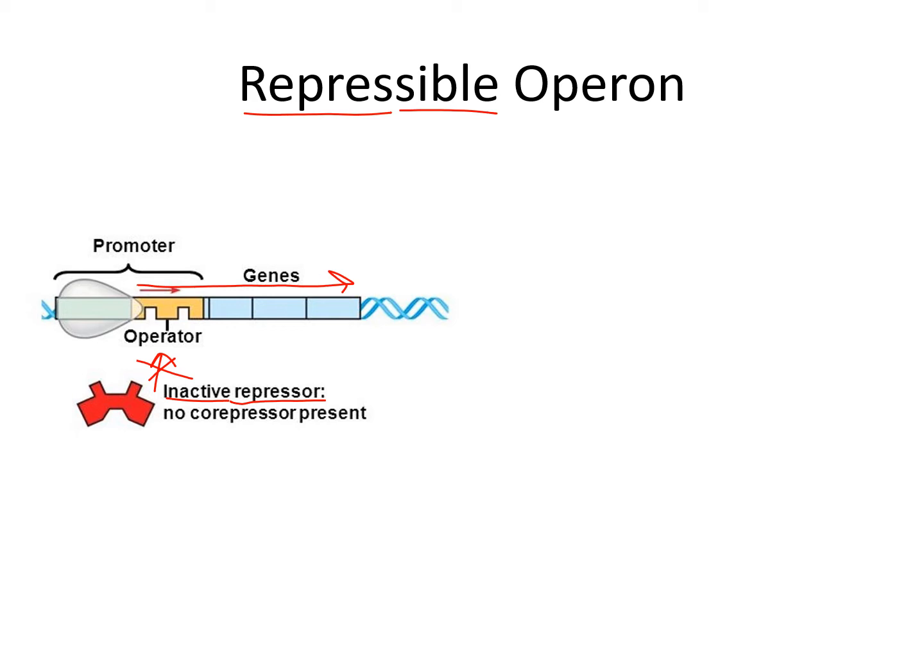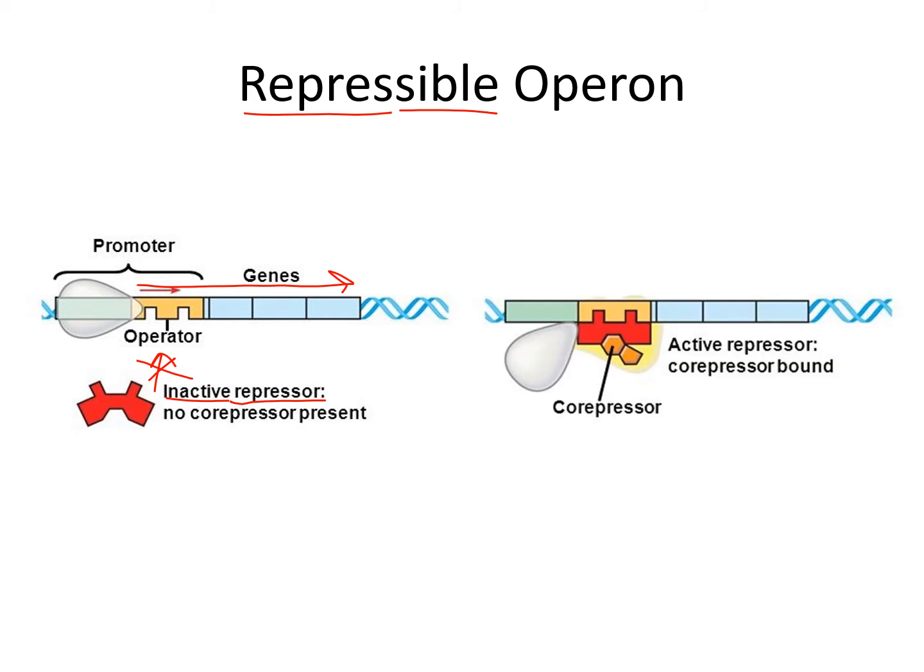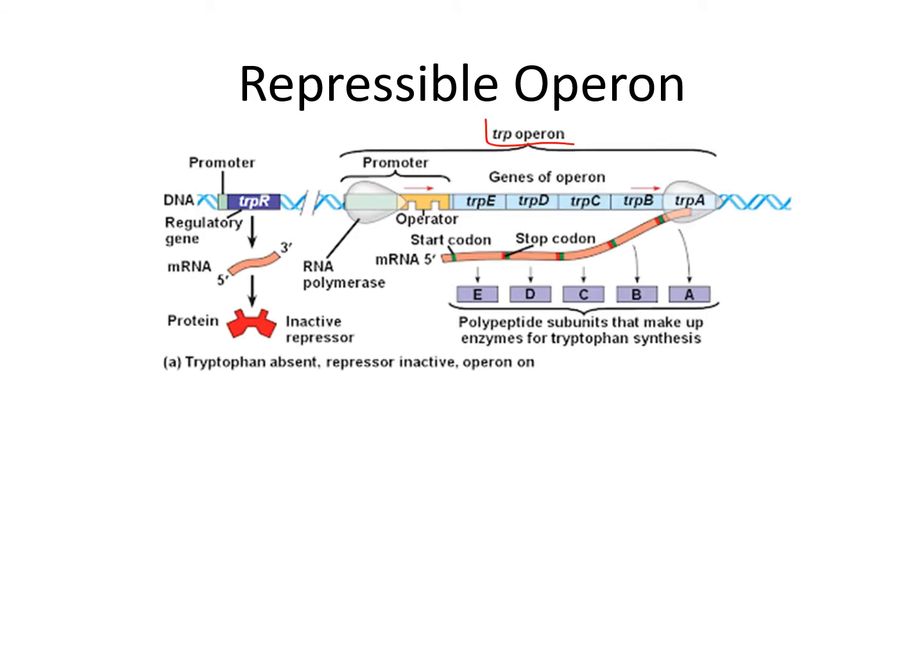But if for some reason too many of those enzymes are being produced, the cell has the ability to turn off gene expression. And to do this, the cell needs a co-repressor. So co-repressor like coordinate, co-worker. The co-repressor will bind to the repressor, converting it into the active form, and the repressor will bind to the operator, blocking the RNA polymerase from transcribing these genes. The classic example of a repressible operon is the tryptophan operon, trp operon.